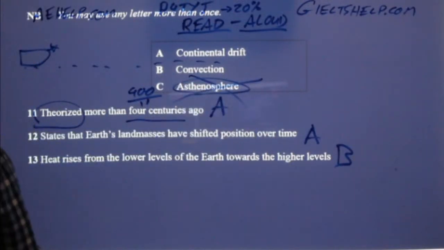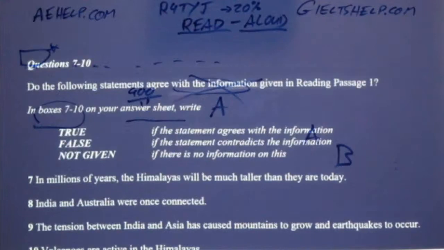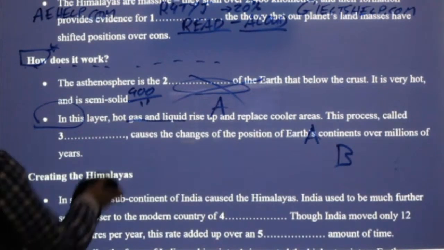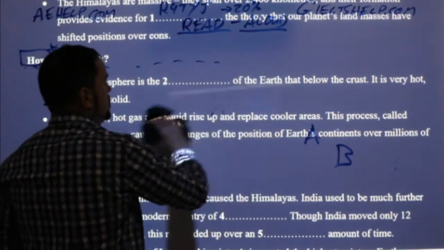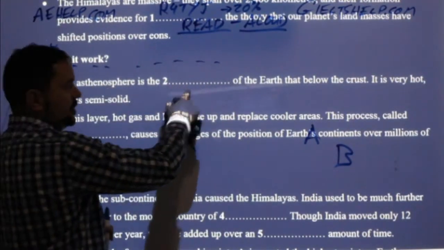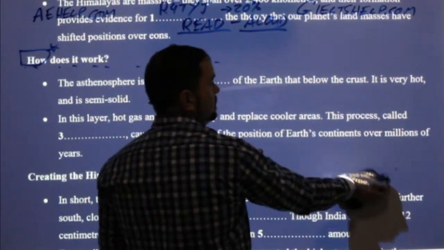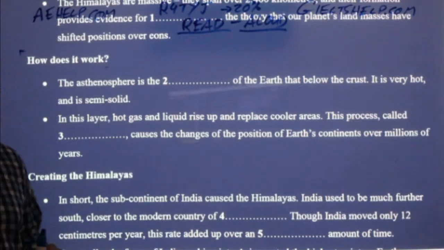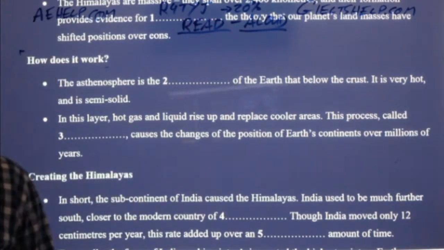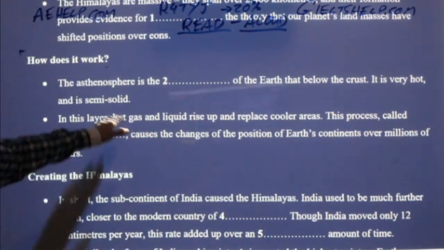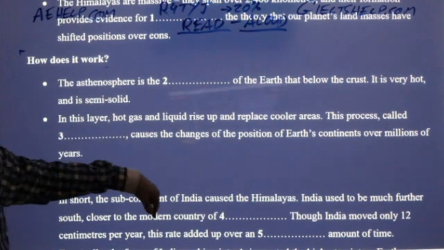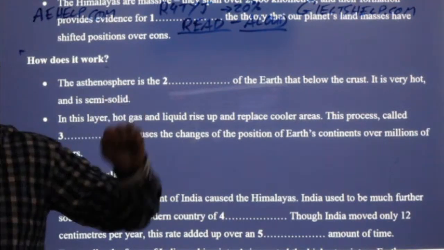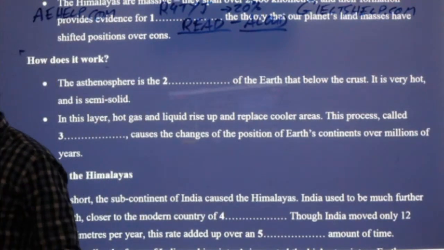Because if you got these questions correct, okay, so let the questions help you here. This is why it's important to get the early questions correct. The asthenosphere is the layer of the Earth that's below the crust. Okay? So if you got this one correct, you shouldn't get any of those with C. Does everybody see that? Everybody sees that? As long as you get this one right, you shouldn't get any of those wrong with this choice. Okay? All right. Great job, everyone.